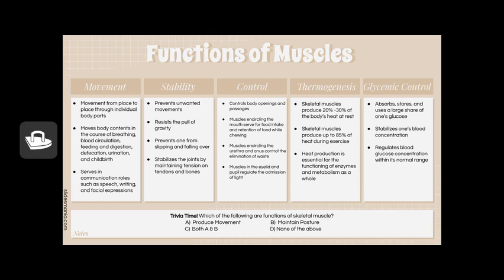And the last type of function that we have is glycemic control. This type of function is able to regulate the blood glucose concentration within its normal range. So it allows the skeletal muscles to absorb, store, and use a large share of glucose. And also, it allows the body to stabilize its blood concentration.